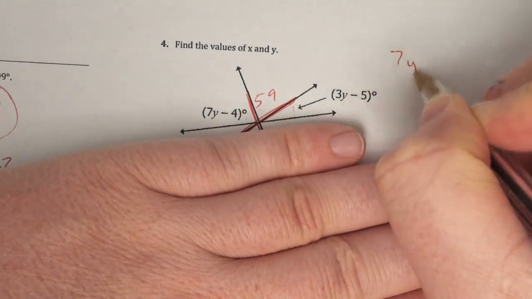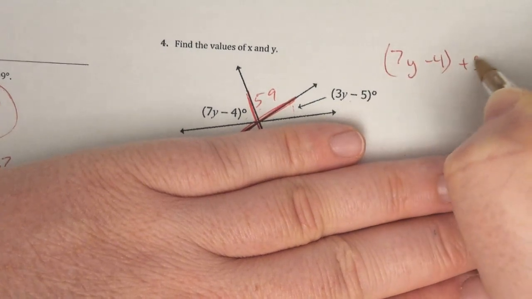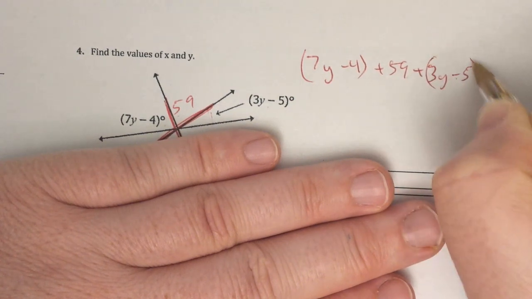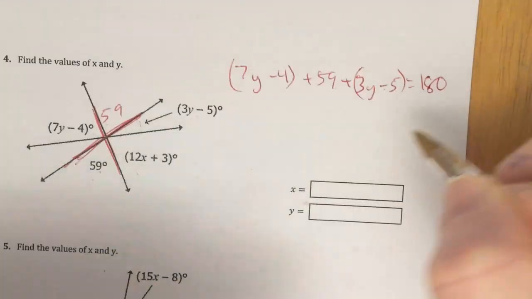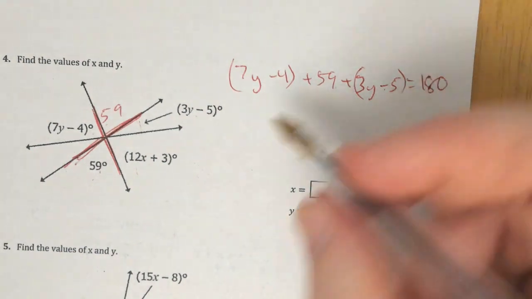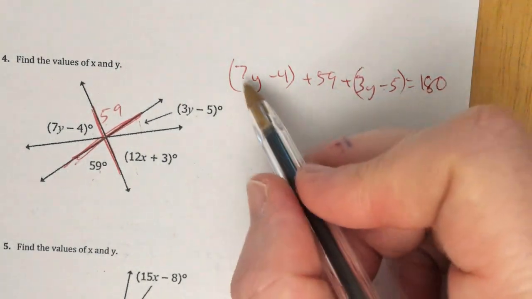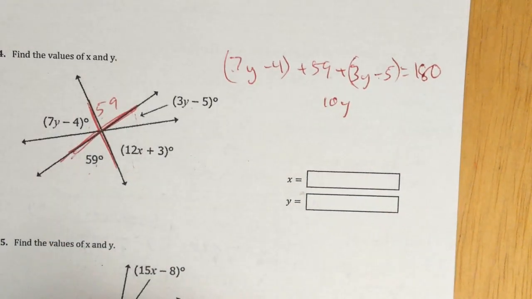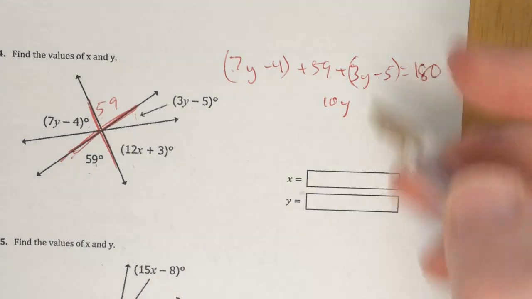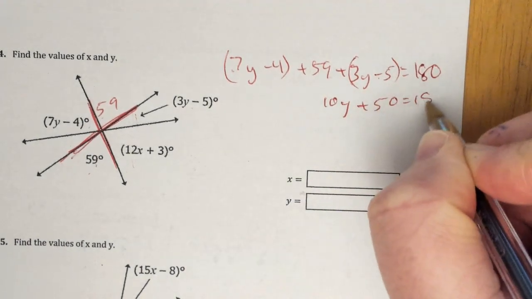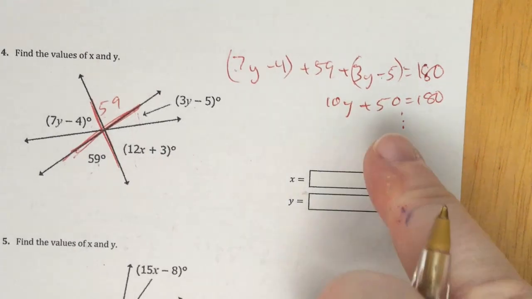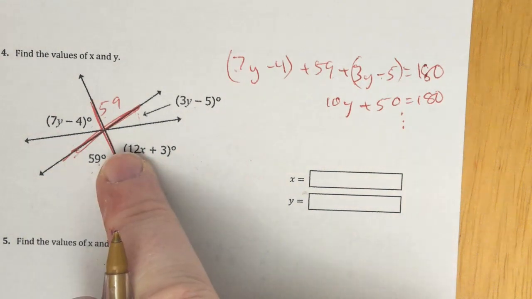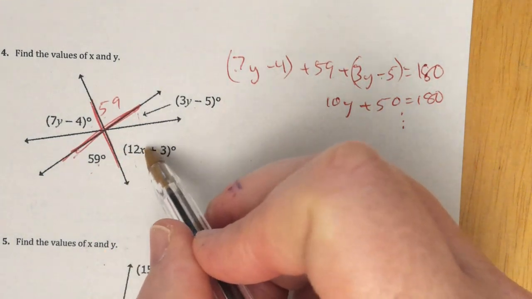So we have 7y minus 4 plus 59 plus 3y minus 5 is equal to 180 degrees. And now all you have to do is solve for y. When they're on the same side, do the same operation. 7y and 3y make 10y. Negative 4, positive 59, and negative 5 make 50. So 10y plus 50 equals 180. And you just need to keep solving. Once you solve for that, you plug it back into the picture, and then you'll be able to solve for x.